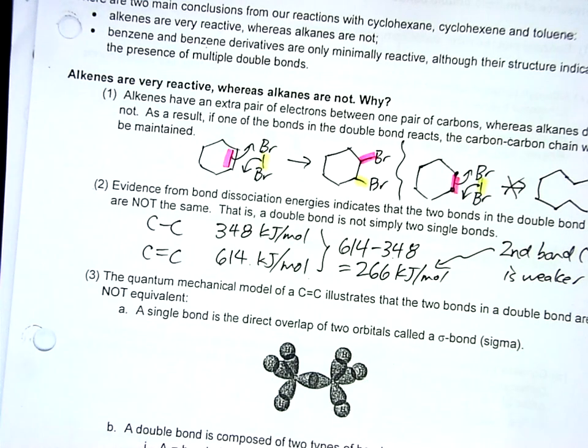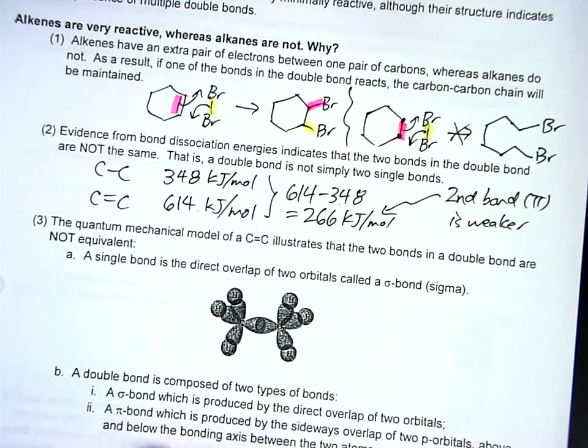Okay? Adding to that, we do know that when we have multiple bonds, we start having different types of bonds from molecular orbital theory, okay, where bonds are actually the overlap of orbitals with single electrons in them. And that's how we produce these bonds, and they're called molecular orbitals now because they're forming orbitals in molecules, okay? So the quantum mechanical model of a CC double bond illustrates that the two bonds in the double bond are not equivalent.